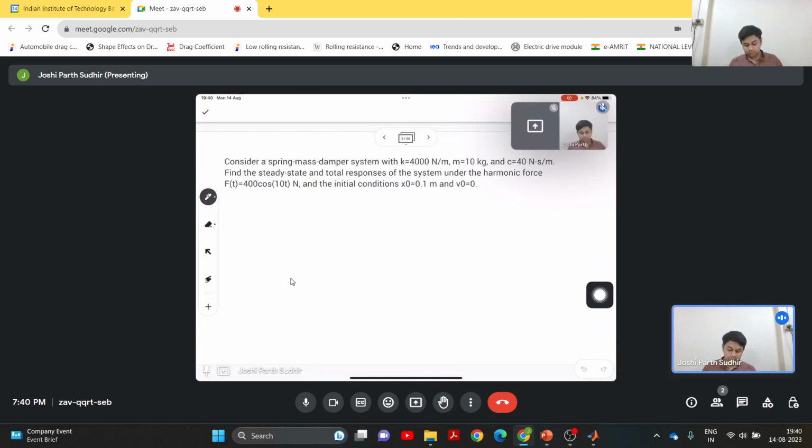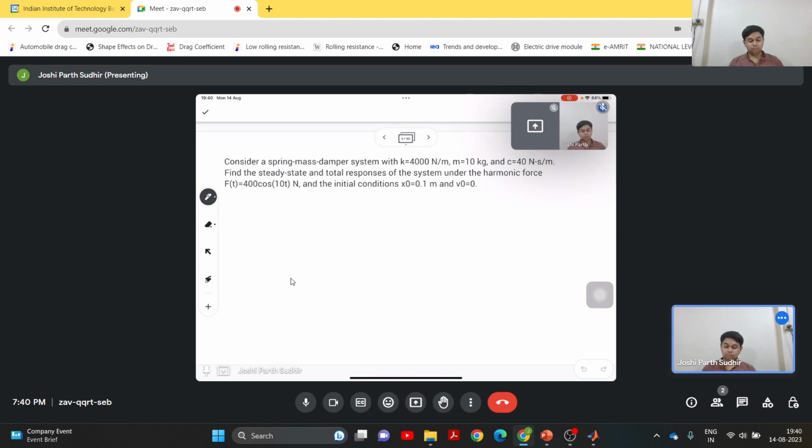So let us look at this example problem. Consider a spring mass damper system with K equal to 4000 Newton per meter, a mass of 10 kg, and a damping coefficient of 40 Newton second per meter. Then we have to find the steady state and total response of the system under the harmonic force that is given, and the initial conditions are also given.